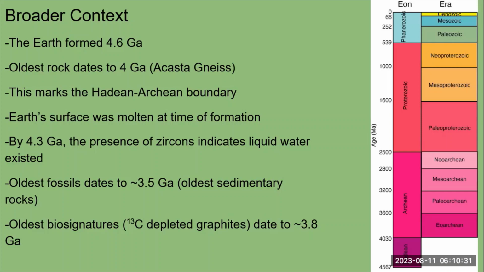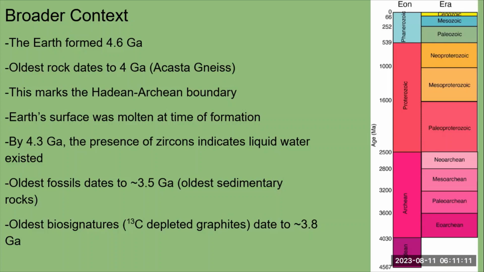Earth's surface would have been molten at the time of formation. However, there are crystals known as zircons, which have been dated to 4.3 billion years ago. Because zircons can only form in liquid water, we know that by the mid-Hadean, the surface had cooled sufficiently for liquid water to exist. The oldest fossils we have are microbial mats known as stromatolites, which date to 3.5 billion years ago. However, these are also in the oldest sedimentary rocks, and since sedimentary rocks are the only kind that can preserve fossils, in all likelihood, life had begun even before this.